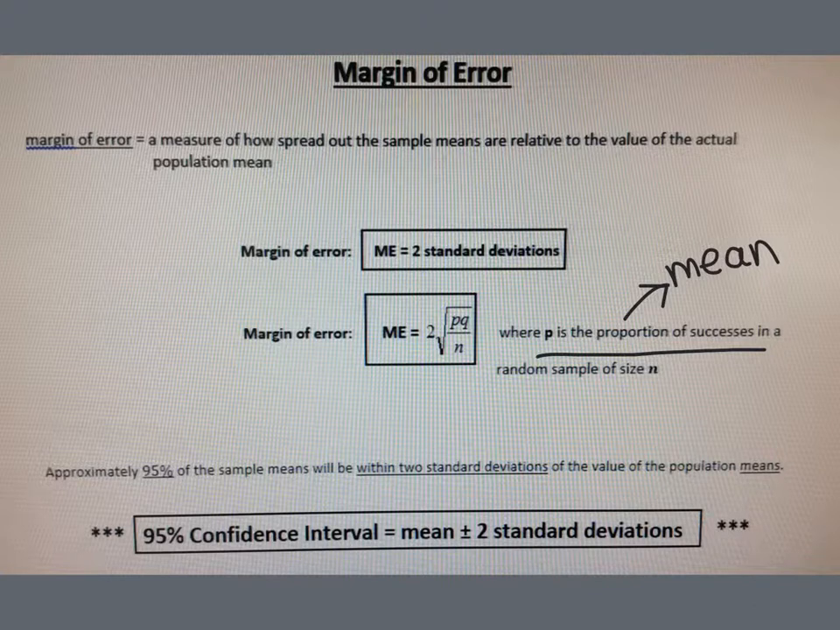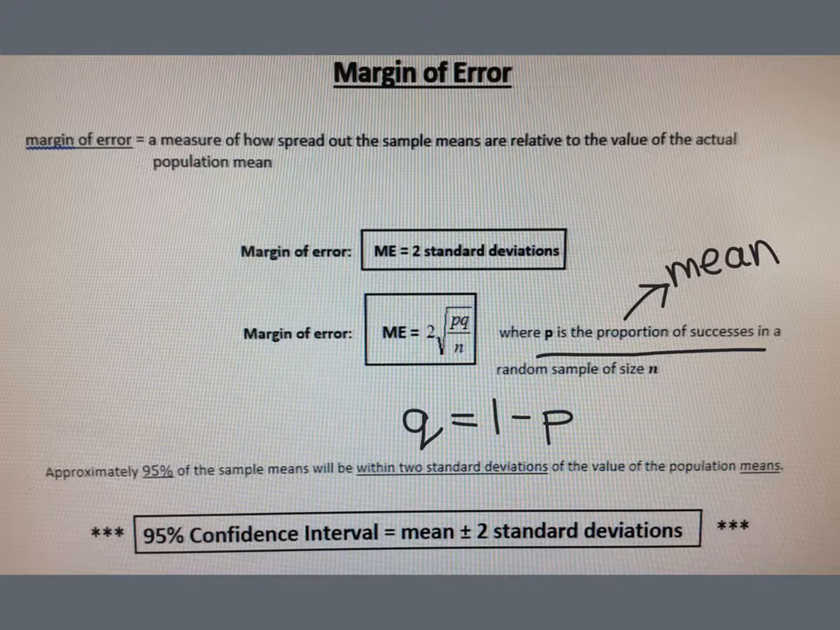Q, right here, it's P times Q. Q is just equal to 1 minus P. So for example, if P is equal to 0.25, then this would be 1 minus 0.25, so that would be 0.75. And then N is just your sample size, so the sample of size N.